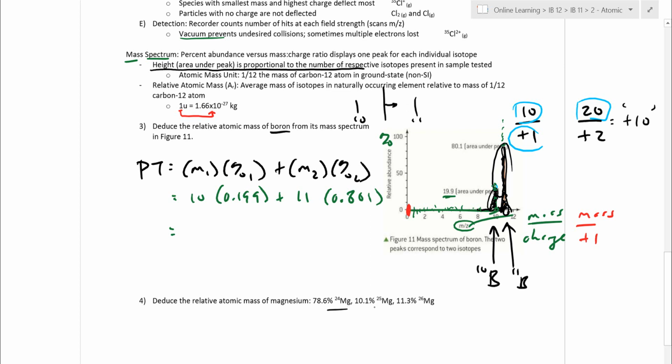Magnesium, big difference. There are 3 isotopes here. Just add another percent mass term and see if it matches up with what you got on the periodic table.